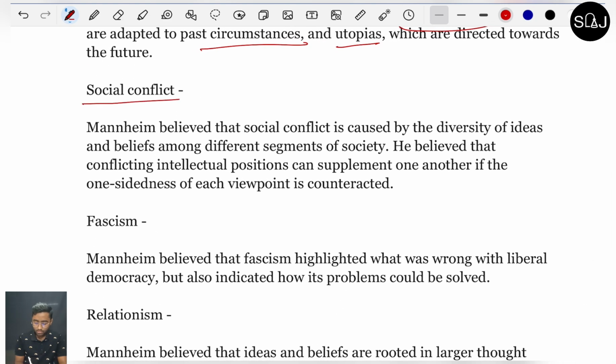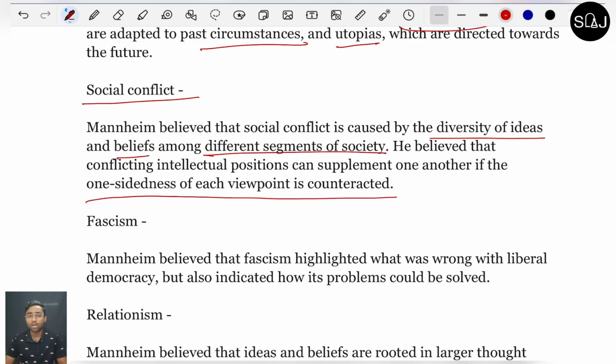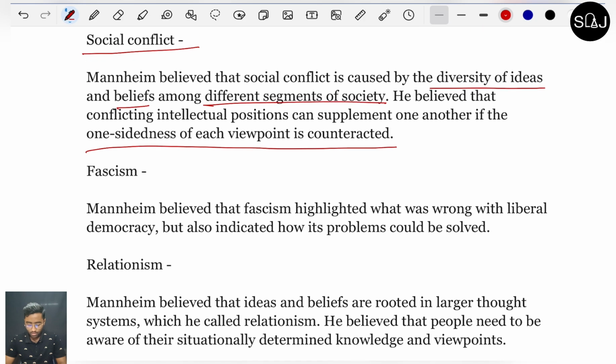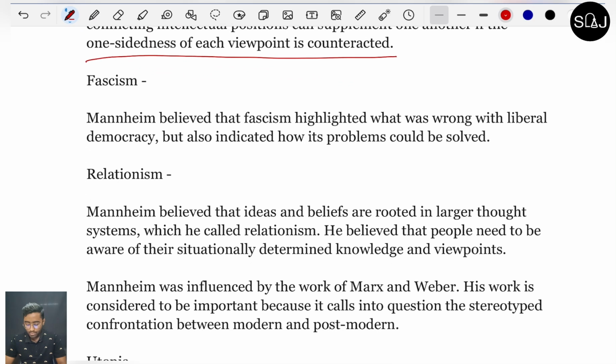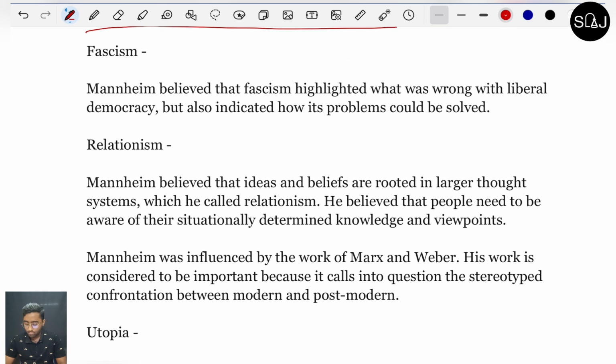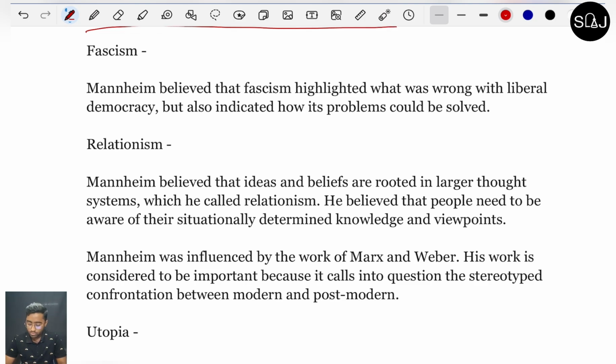Social conflict. Mannheim believed that social conflict is caused by the diversity of ideas and beliefs among different segments of society. He believed that conflicting intellectual positions can supplement one another if the one-sidedness of each viewpoint is counteracted. Fascism. Mannheim believed that fascism highlighted what was wrong with liberal democracy, or liberalism, but also indicated how its problems could be solved.